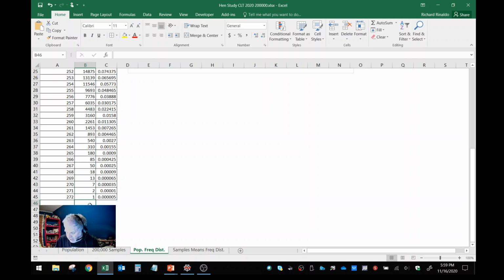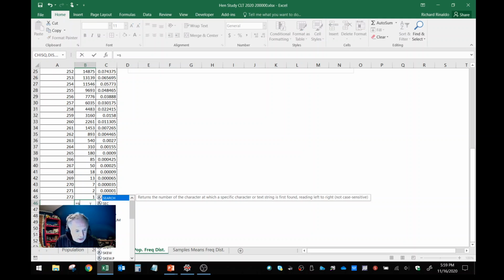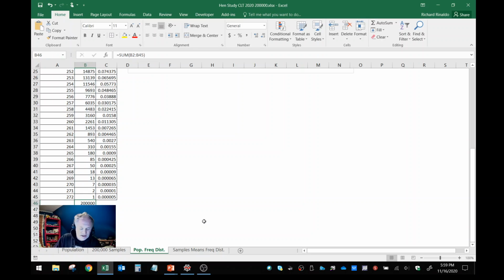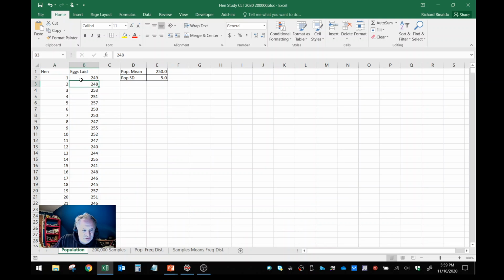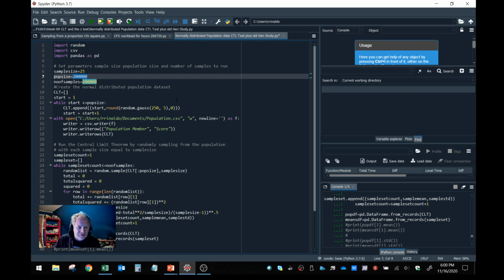Now, if I sum that up, it'll add up to 200,000, right? So that's my 200,000 hens. And I just have the relative frequency distribution. So from this population, this is where the frequency distribution was derived from. This is what I did in my little Python program, just as a simulation.